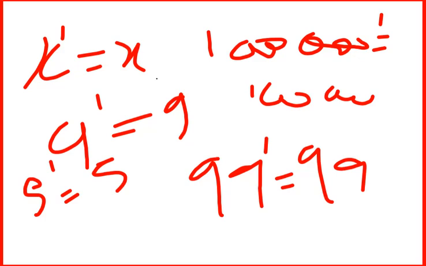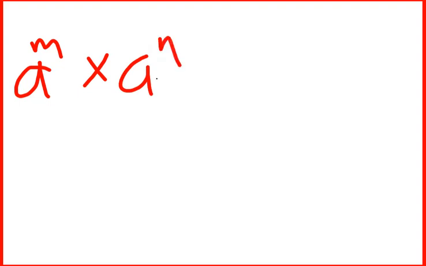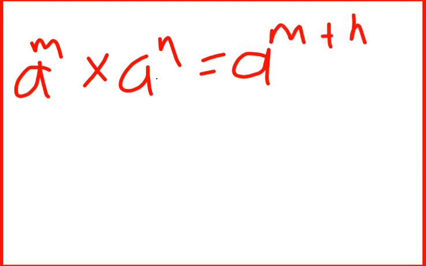Then we have a look at law 3. So law 3 is a to the power of m times a to the power of n is equal to a to the power of m plus n. So when multiplying two powers of the same base, we leave the base the same and add the two exponents.